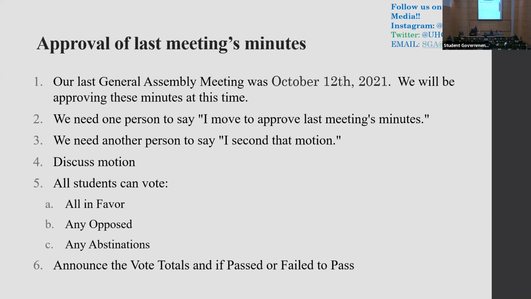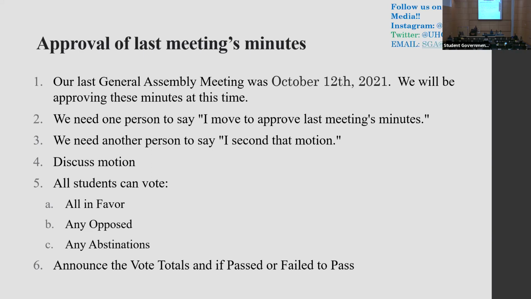You might notice in places our PowerPoint and the way we communicate is more descriptive to let you know what we will need to do to move the meeting forward. Please take a moment to review the minutes that you received when you signed into the meeting or that were posted in the chat. And if you agree, I will need someone to say, I move that we approve the minutes as written, and another person to say, I second the motion. Then we will vote to pass the minutes, and all students are allowed to vote in this process.